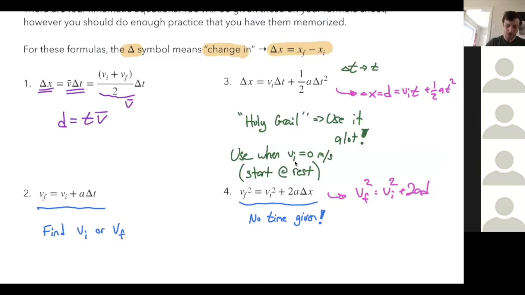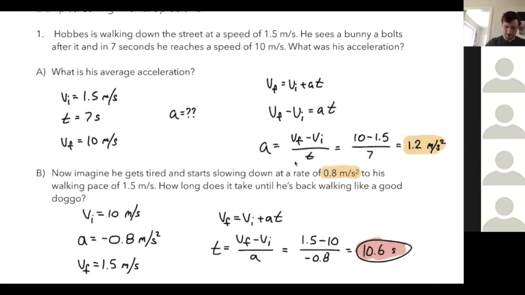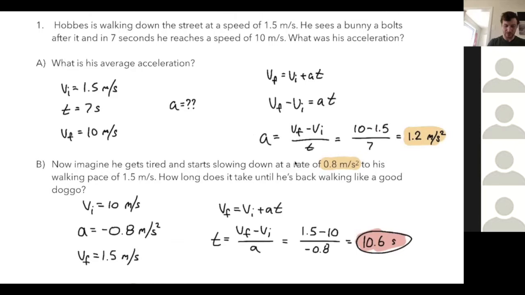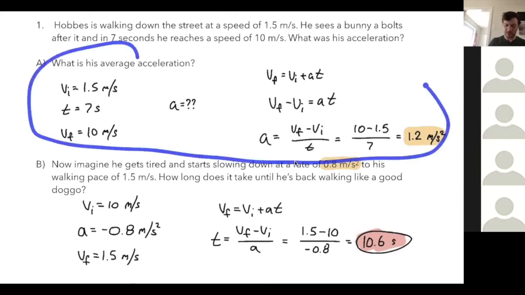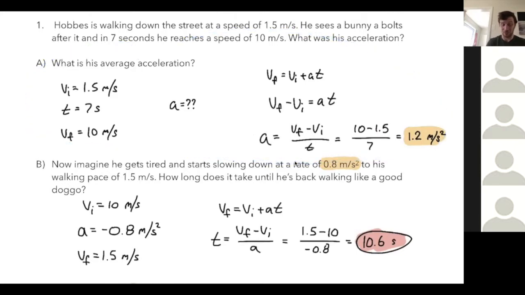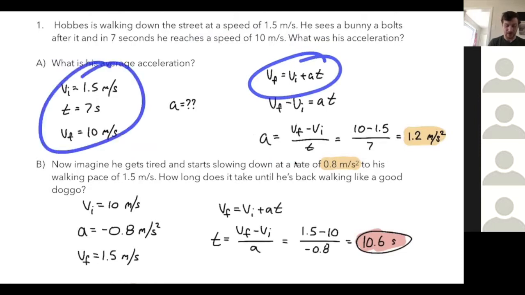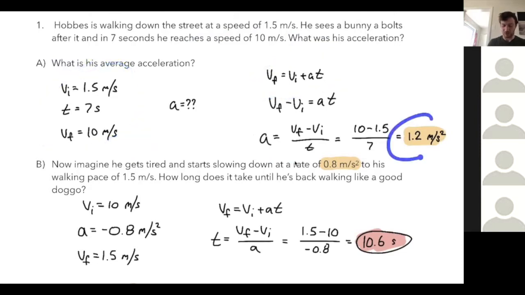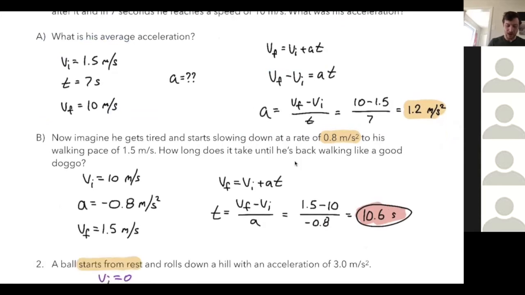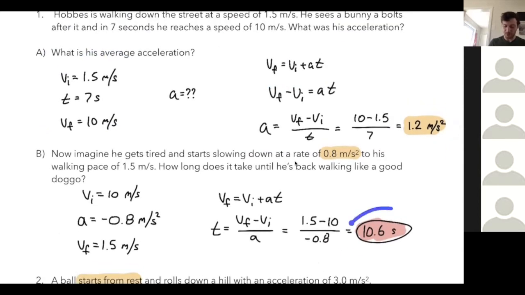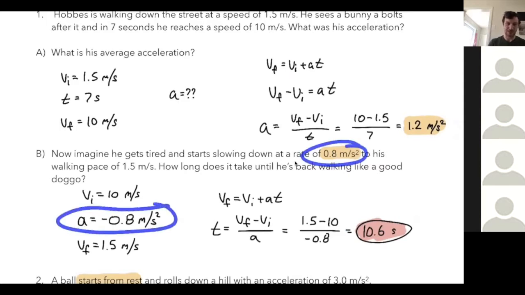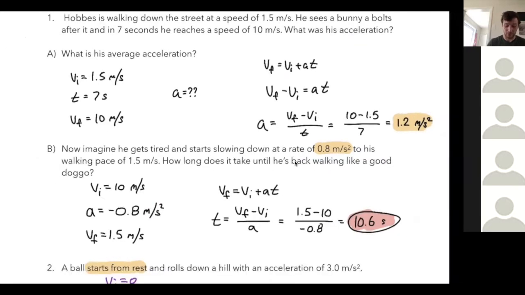Okay. So we did some questions. We did this first question. We did part A, finding the acceleration. This was exactly like the basic motion warm-up. Use our formula. We've got our values. We can just solve for acceleration, 1.2 meters per second squared. I got you to do B on your own. I told you it was 10.6. Again, the only thing is you're slowing down, which means your acceleration is negative. Other than that, these questions are very similar, very straightforward.